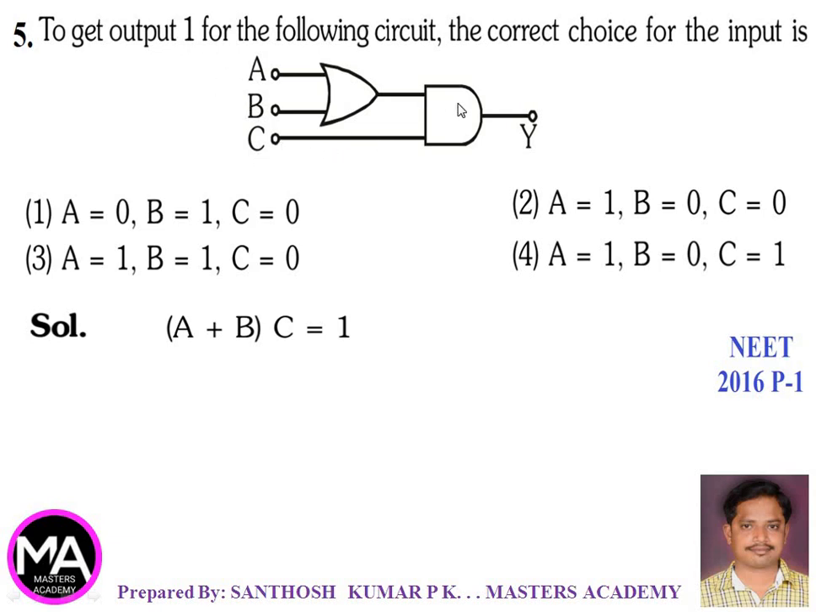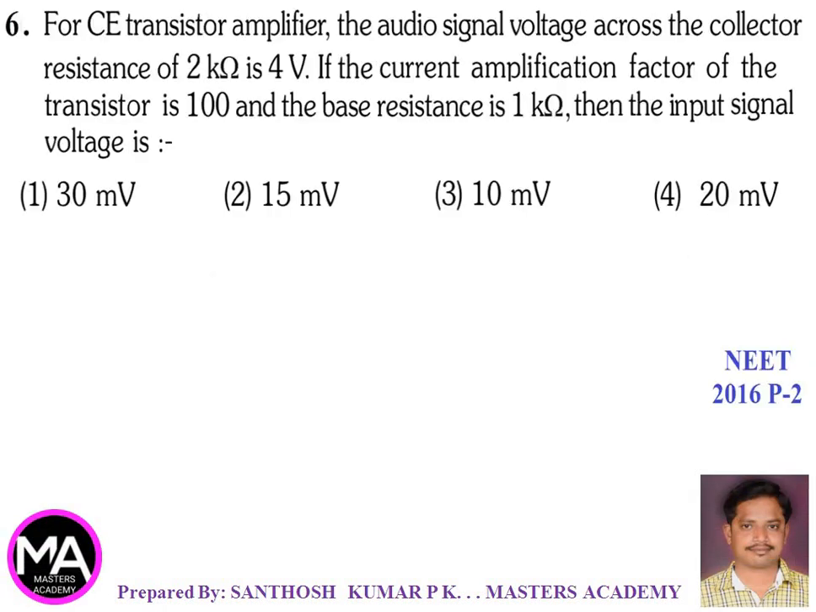They have given the output should be equal to 1. Therefore (A plus B) into C should be equal to 1. This implies that C should always be equal to 1. So in the given options, all the options except the fourth option have C value 0. Therefore, the fourth option is the correct one. So option 4, A is equal to 1, B is equal to 0 and C is equal to 1 is the right answer.